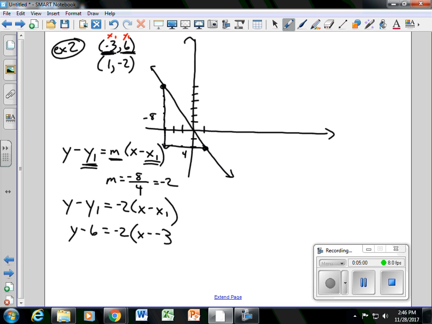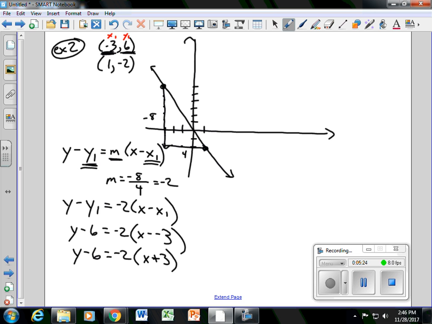x minus negative 3. So in this case, we do need to simplify one step after this. We have y minus 6 equals negative 2 minus negative 3, which is going to become plus 3, so times the quantity x plus 3. So it is important to make sure that you simplify.